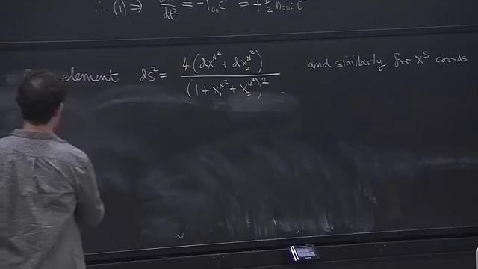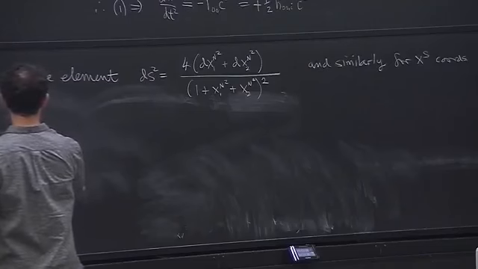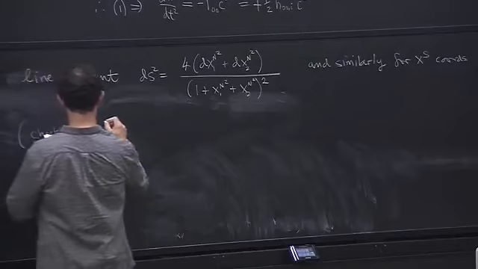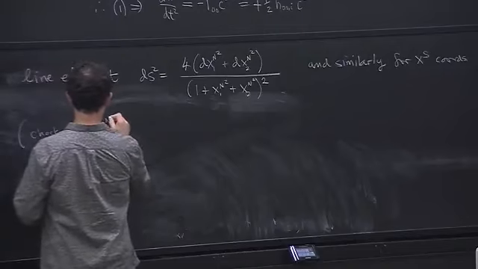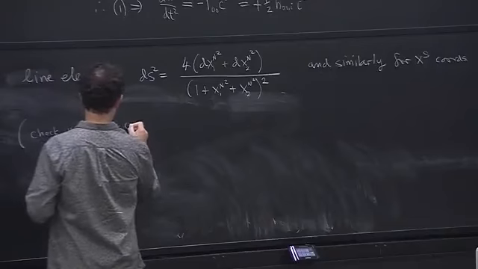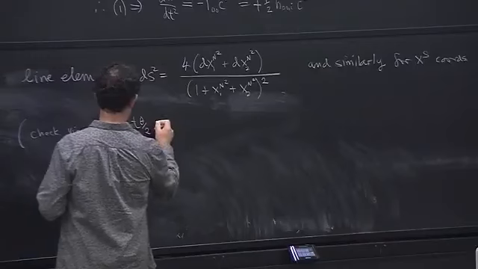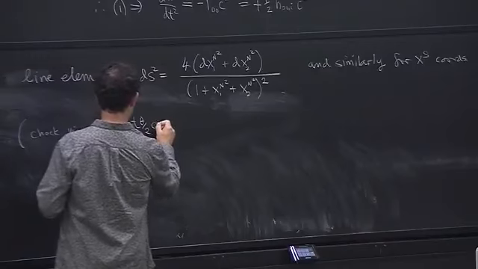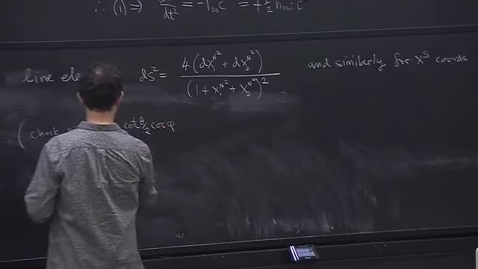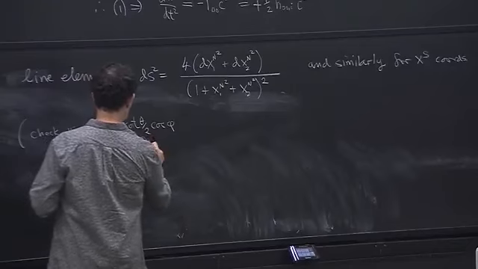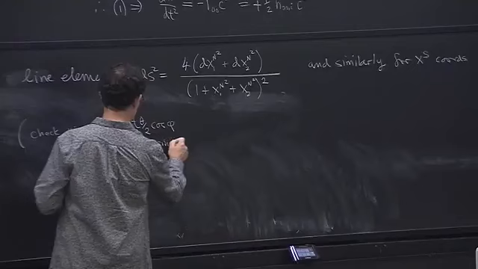For example, you can check this by noticing that the relationship between the north pole coordinates and the usual spherical polars is x1n is cot theta over 2 cos phi, and x2n is cot theta over 2 sine phi.